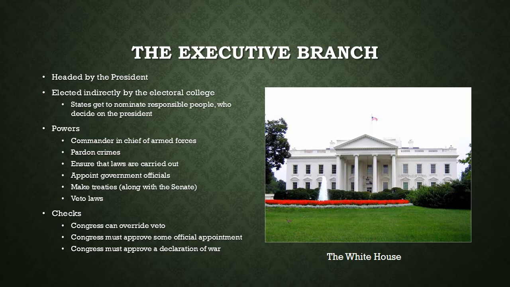And finally, Congress has to approve any declaration of war. So even though the president is a commander-in-chief, he can't just go to war without asking Congress for permission.